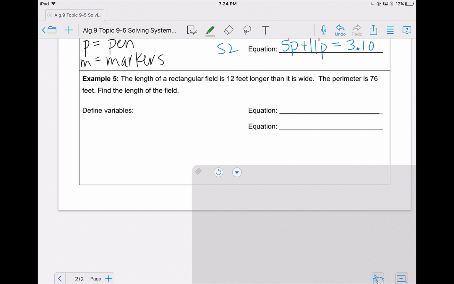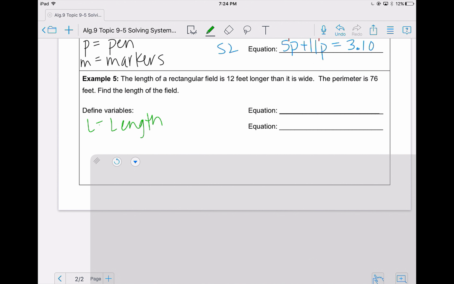Example 5 tells us the length of the rectangular field is 12 feet longer than it is wide. The perimeter is 76 feet. Find the length of the field. So my variables here, the things I do not know, are length and width. Some people want to say perimeter, but they told us what the perimeter is. So because we know what the perimeter is, it is not a variable. Your variables are things you do not know.